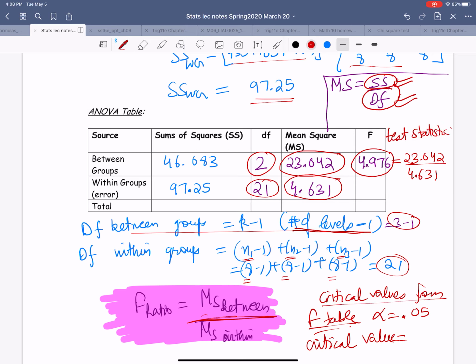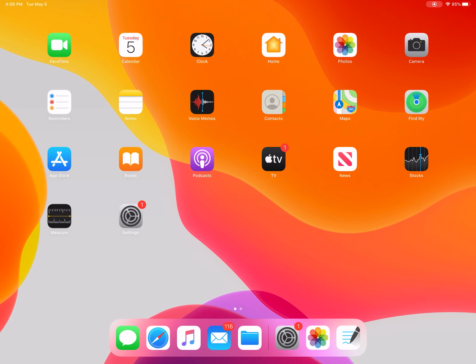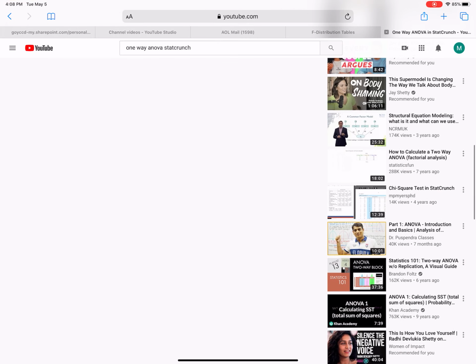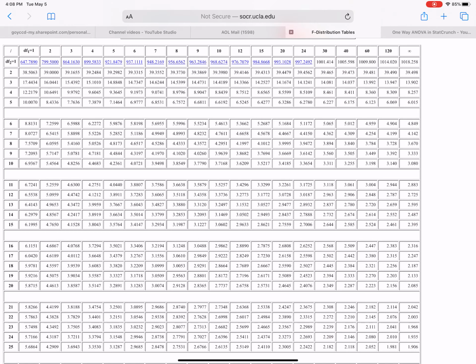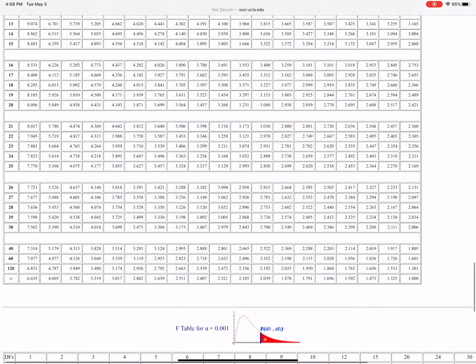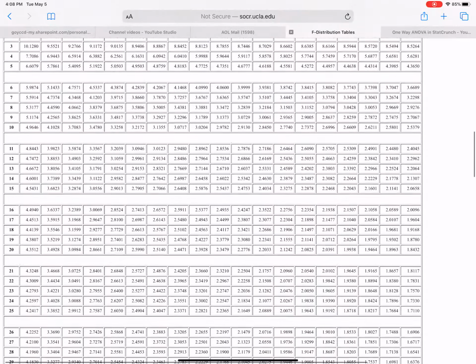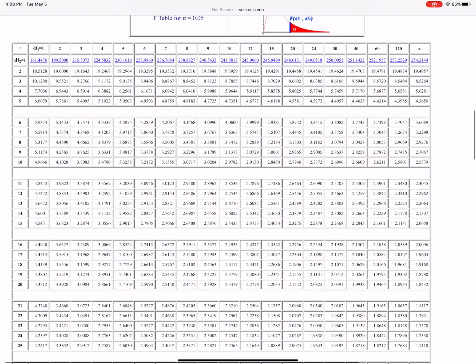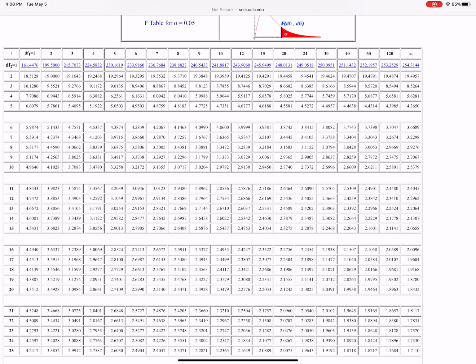Let's look for the critical values from the F table. So I'm going to take you to the F table. Alpha is 0.05. We do need degrees of freedom for the F table. We want to look at the correct F table. There's one for each level of significance. So we want to look in our degrees of freedom, which were 2 and 21.